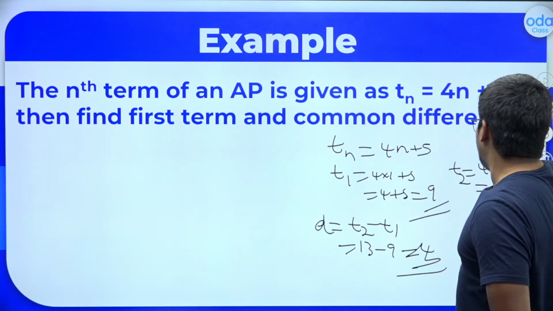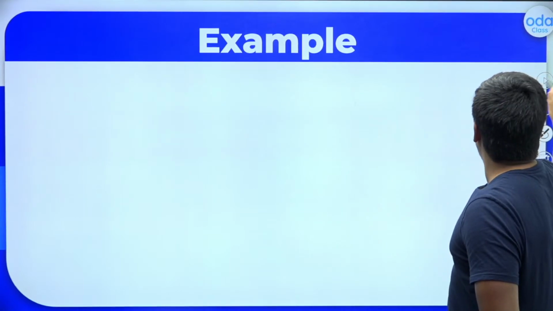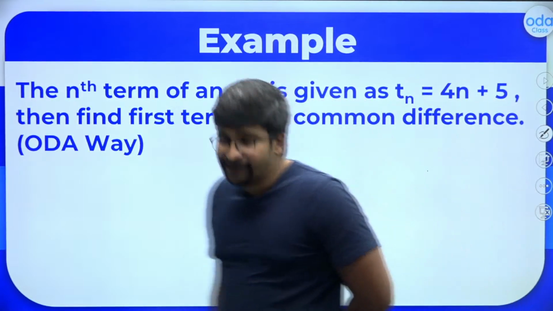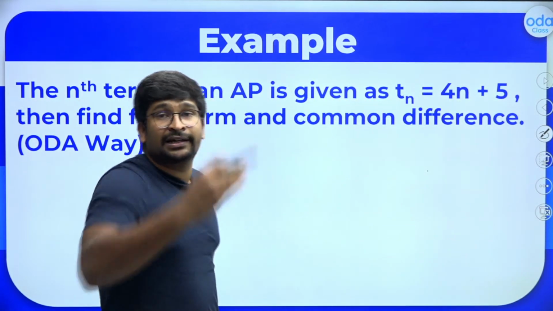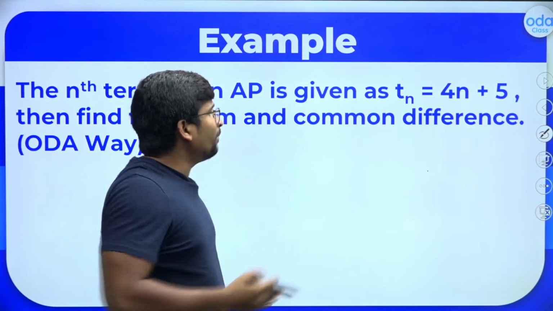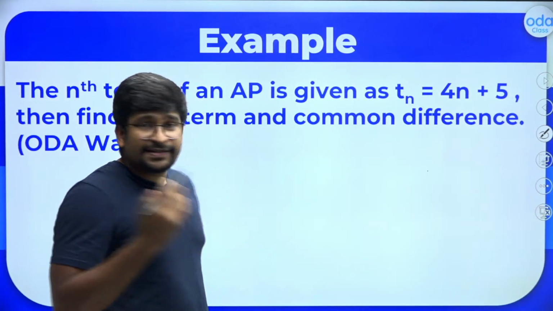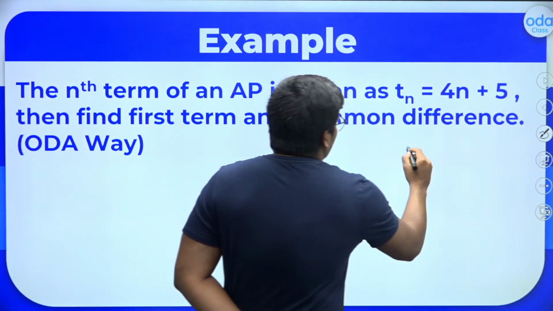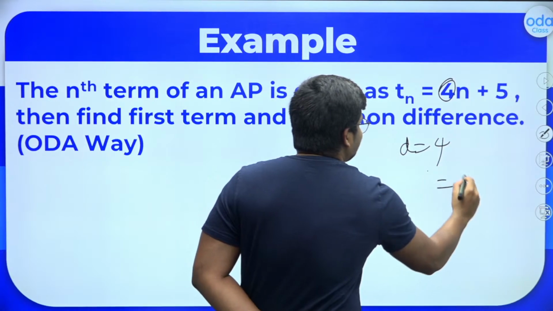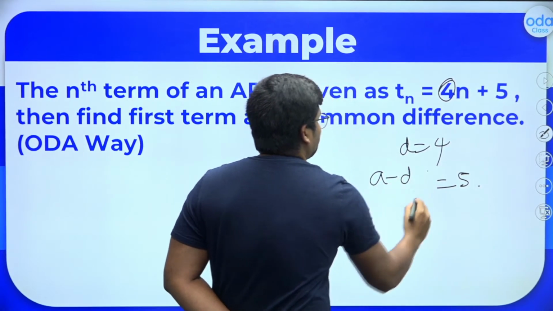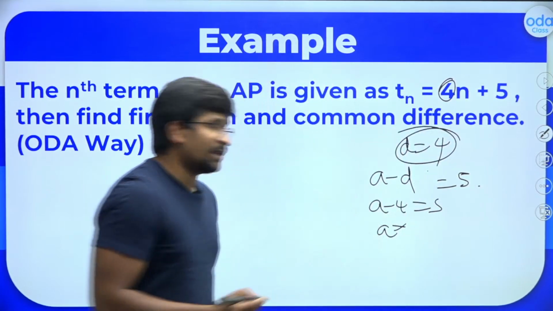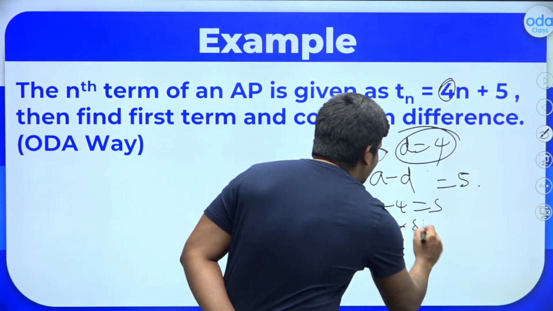Previously we found it the same way: the first term was 9. So I repeat what I did. In this kind of case where the nth term is given as a linear equation, you can say Tn is equal to a linear polynomial in n. If Tn is equal to 4n plus 5, the common difference will always be the coefficient of n, which is 4, and the constant term 5 will be the same as first term minus common difference. That is, A minus 4 will be 5. Because you have already found D as 4, A will be 5 plus 4, which is 9.